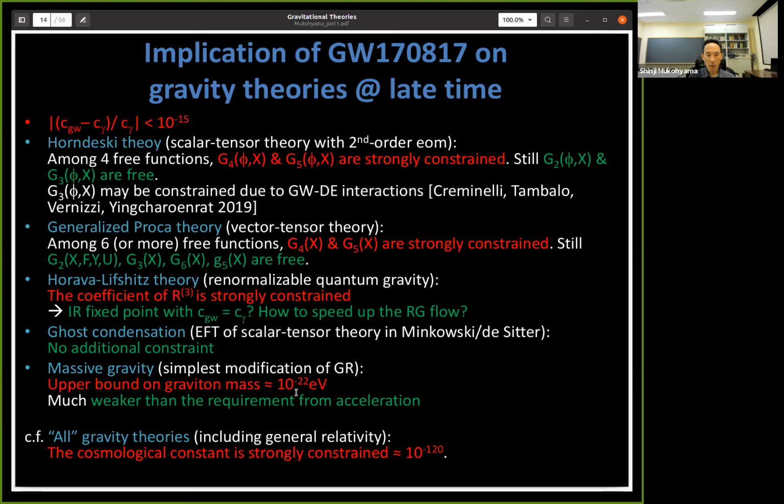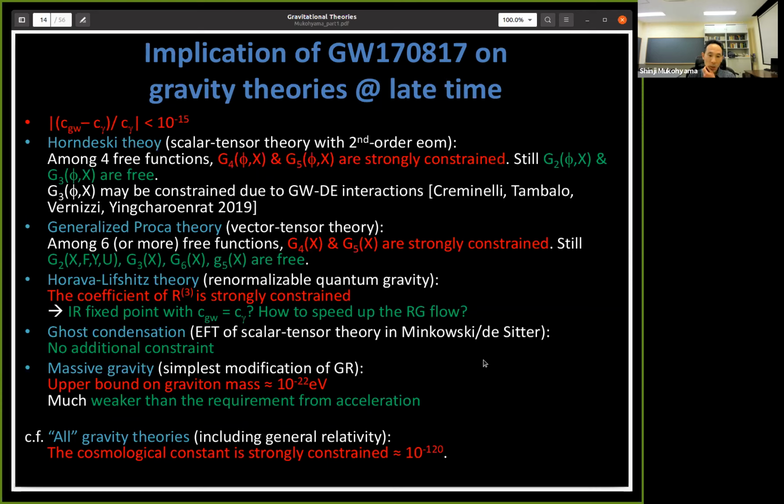This is pretty strong, but still not as strong as the requirement from the acceleration. If we want to have acceleration by graviton mass, then the graviton mass should be as small as something like 10 to minus 31 or 32 electron volt. So we need some improvement on the constraint. But anyway, this constraint tells us very important information.